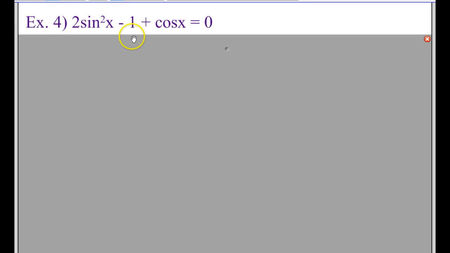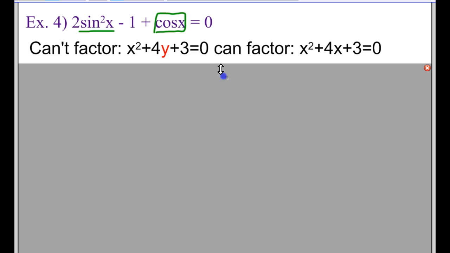The real key to this question, the only real difference between it and maybe the last one, jumps out at me right here. I have sine squared x, and then I have cos x in the rest of the question. If we think about something with x's and y's from before, this is unfactorable. We of course could factor the exact same expression if we had x squared here and x here.